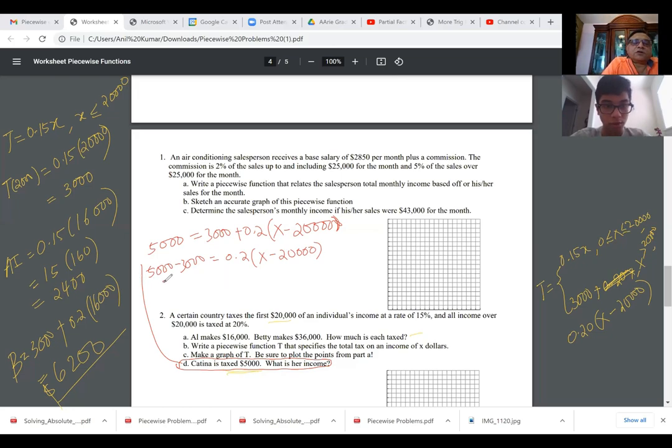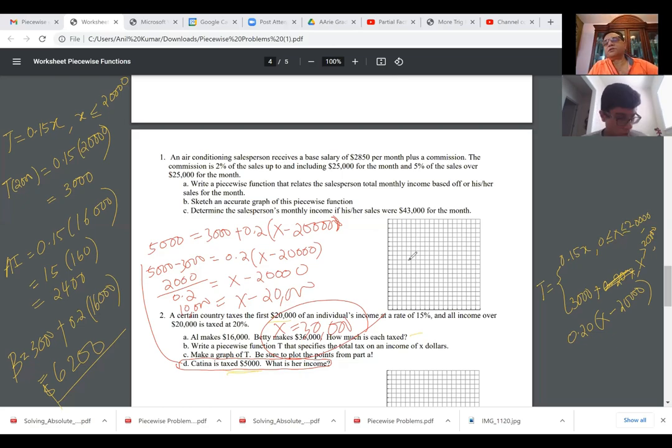So 2,000 divided by 0.2 is x minus 20,000. Calculate. When you divide by 2, it is 10,000, correct? You get 10,000, and then you have to add 20,000, so 30,000 is equal to x. Correct. So that is how you're going to solve this equation. Is that clear? Yeah, that's clear.